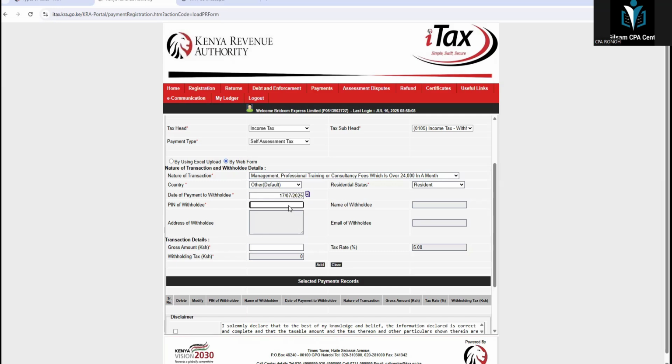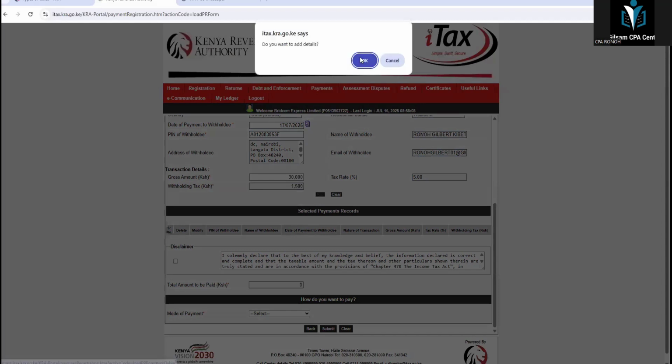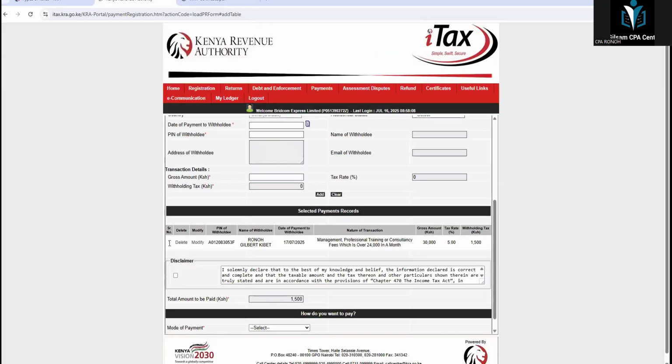So the PIN of the withholder, let's use even my PIN, and then if you click that one, it will populate everything. You can see it will populate everything. And also the rate is 5%, and then you put 30,000, the gross amount, then it will come as 1,500. And then what you do, click this, add. Once you click add, they will bring it here.